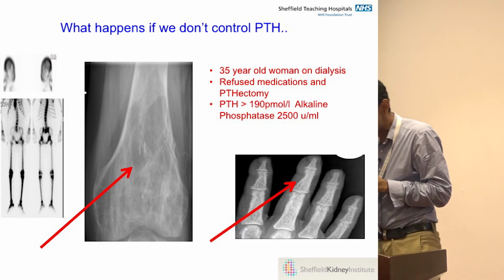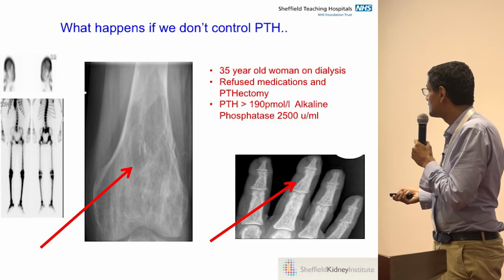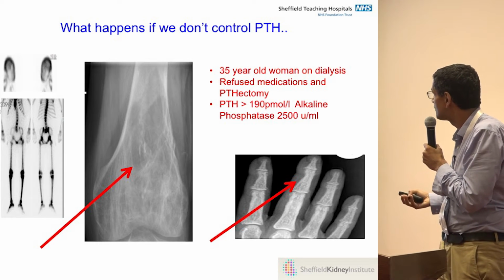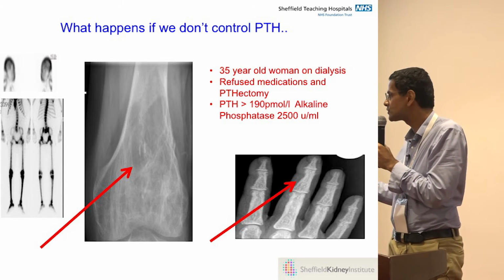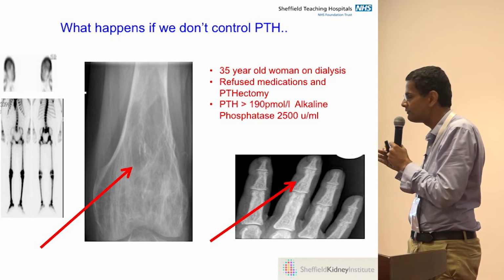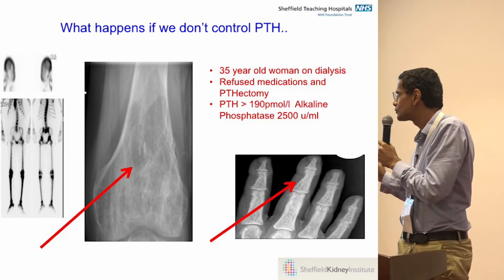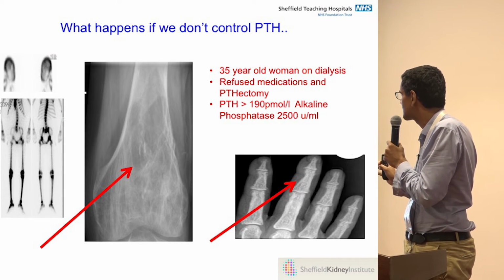So what happens if you don't treat PTH? So this is a patient. She's a 35-year-old lady who had spina bifida, so she wasn't transplantable. And she refused to take any medications, nothing at all. So she's on dialysis for years. She wouldn't take any medications.